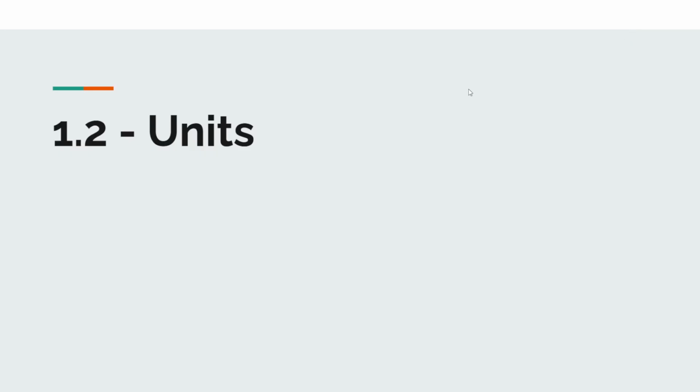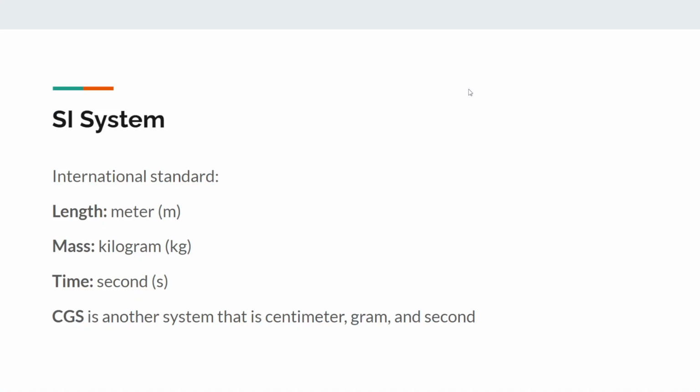1.2 units. Just pretty easy. I think we're just gonna go over basic units. So we have the SI system, also known as the metric system, and it's the international standard. There's actually a joke with chemists because chemists hate the SI system. They use anything but the SI system.